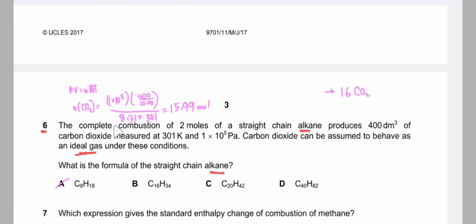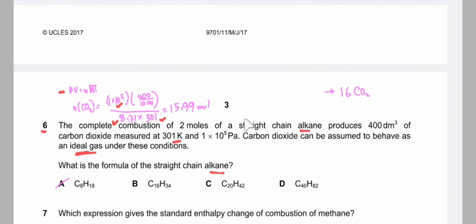So first of all, as it is mentioned that carbon dioxide behaves as an ideal gas, we can use the formula PV is equal to nRT to find the number of moles of carbon dioxide. The number of moles is equal to PV by RT, where we have been given the value of pressure. R is 8.31, that is the constant, and temperature is 301 Kelvin, which is given in Kelvin, so we do not need to convert it.